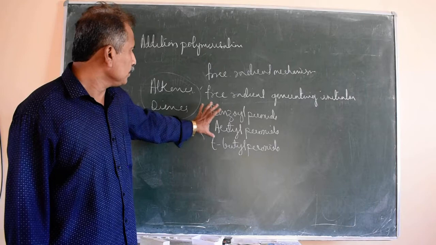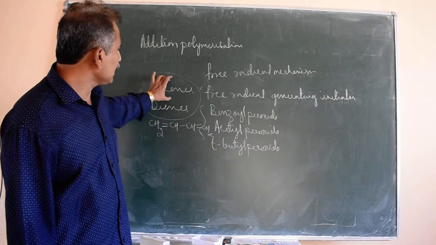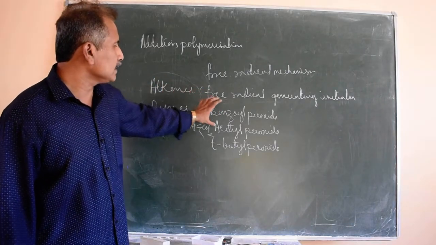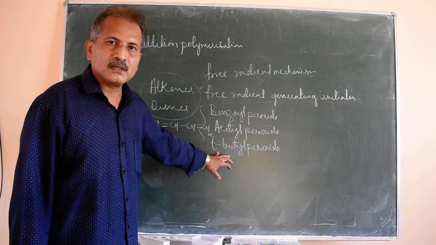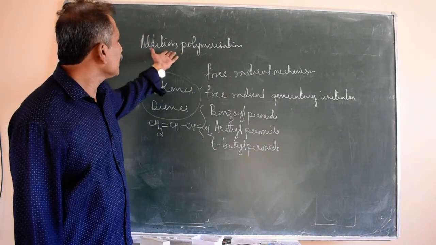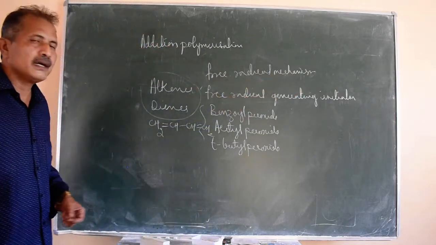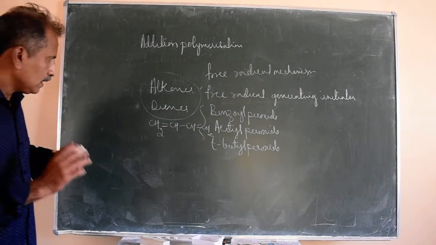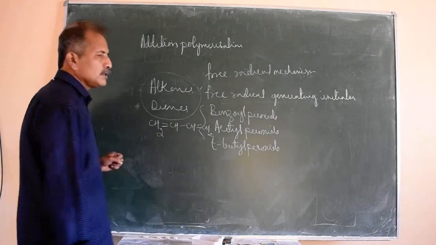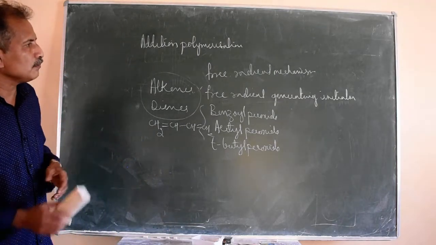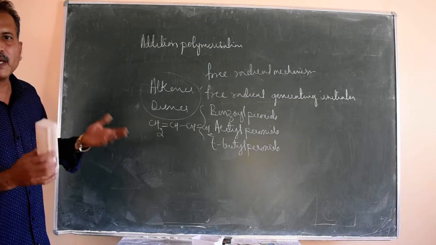So when you take any one of these alkenes, dienes or their derivatives in presence of these catalysts, they will undergo free radical mechanism and you will get addition polymerization. Now let's try and get an idea about how that free radical mechanism takes place and you get an addition polymer.